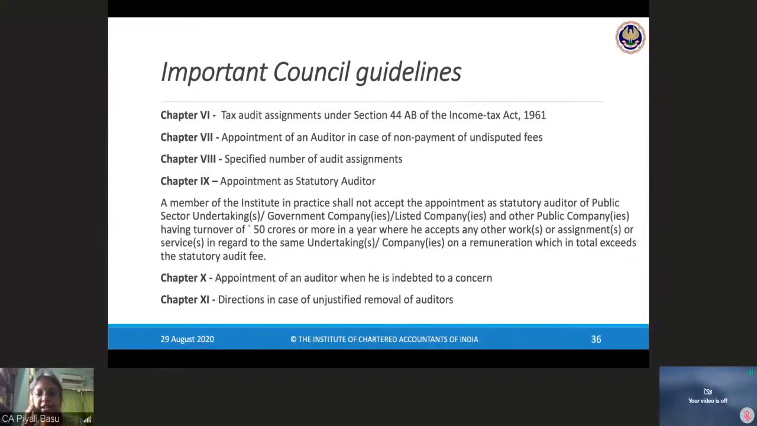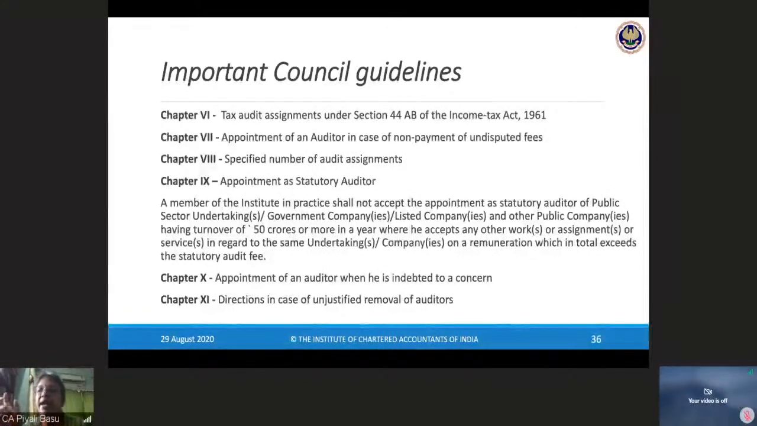Appointment of an auditor when he is indebted to a concern. So, has taken a loan. I'll correct myself here, as I made a mistake while speaking with the flow. I said on day one that if you are taking a loan, even based on a fixed deposit, overdrawings, some overdrawn credit limit based on your fixed deposit, that is also not permitted by the guidelines.